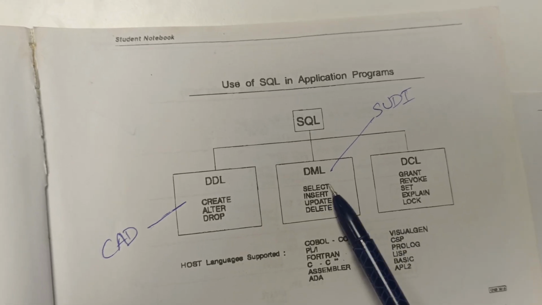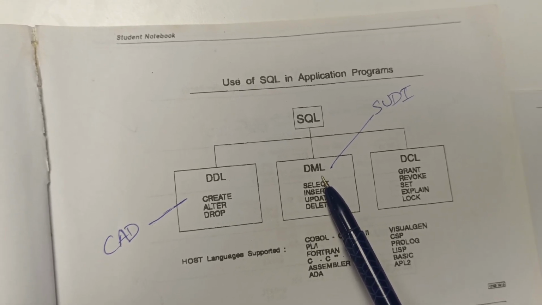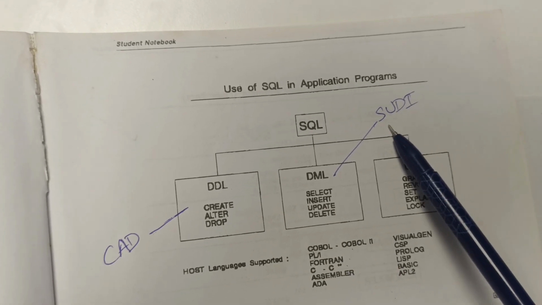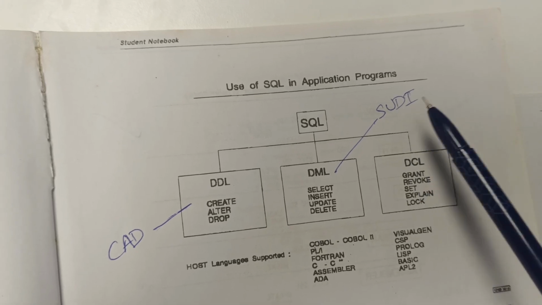Another command type is DML, Data Manipulation Language. Under DML we have select, insert, update, delete. To remember these commands we can use a synonym called CUDI: select, update, delete, insert.